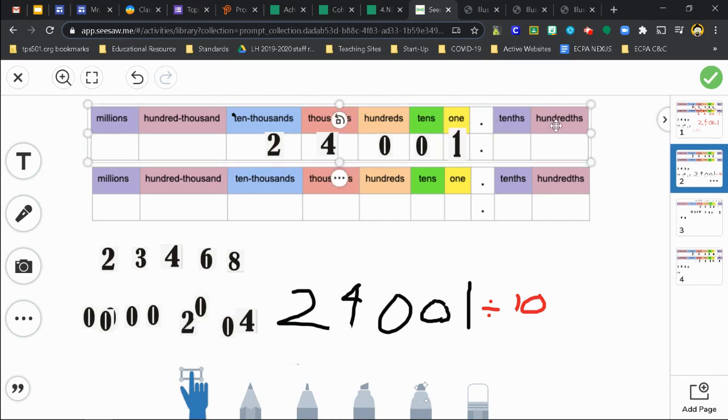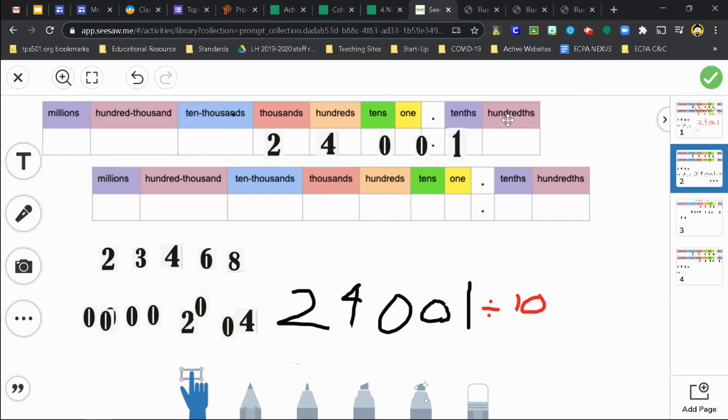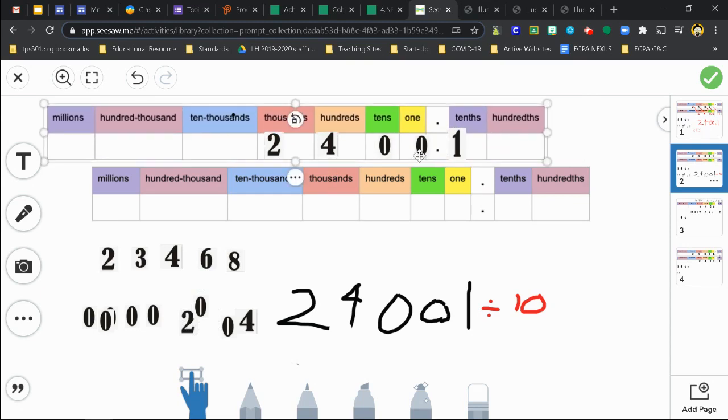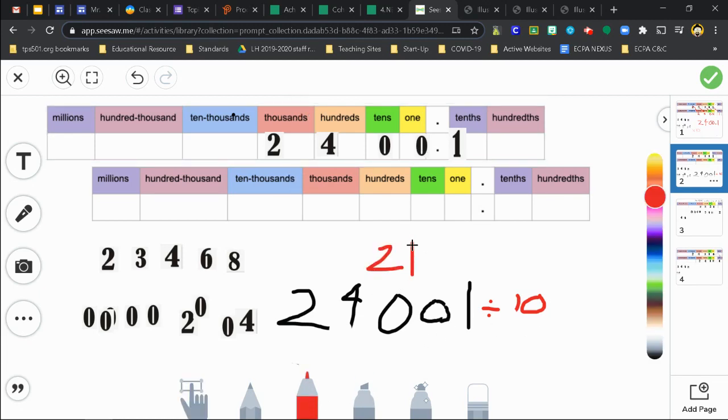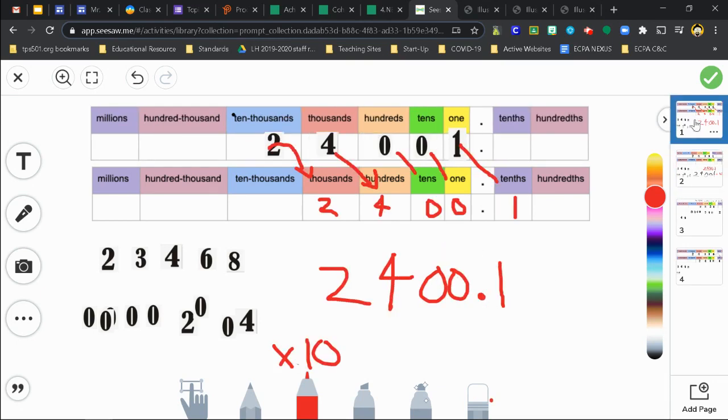We can take it and move the whole thing. And we move that decimal point one time. And now our number is 2,400.1, just like in the previous problem right here.